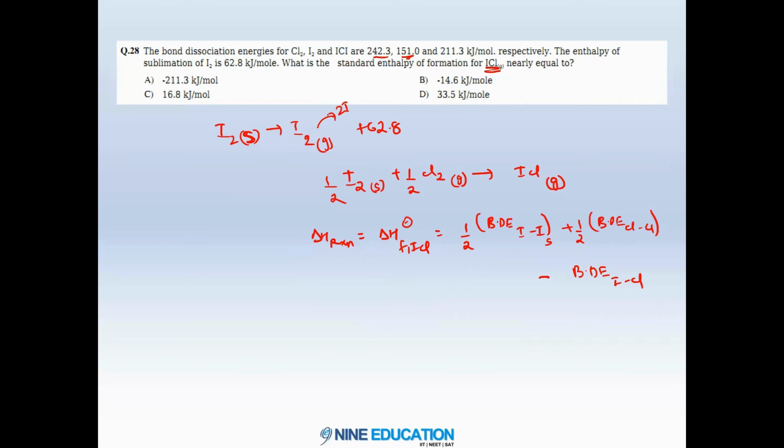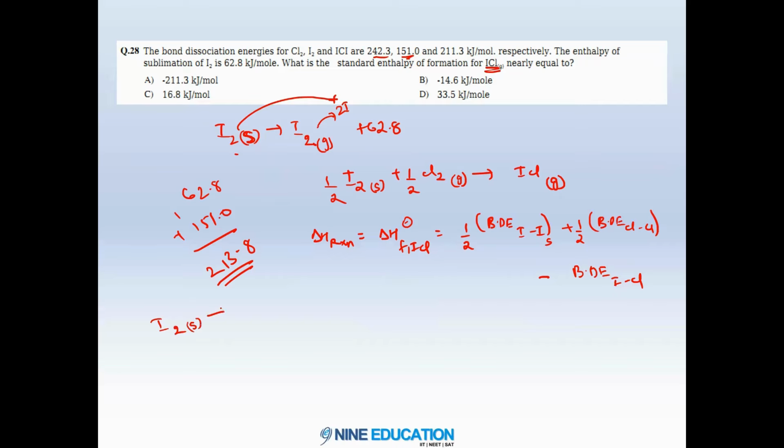Okay, to break this. And from I2 solid to I2 gas is 62.8. So the I2 solid to 2I will be naturally equal to 62.8 plus 151. This is the classic example of how we are going to use the Hess law. Okay, so I will explain again here.